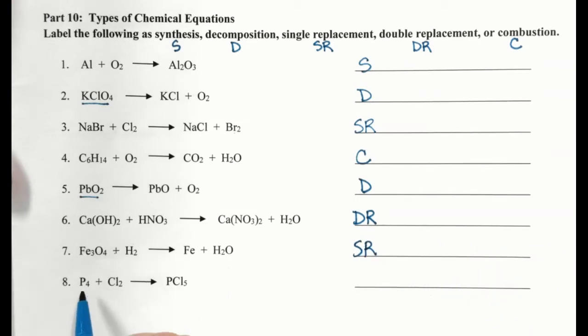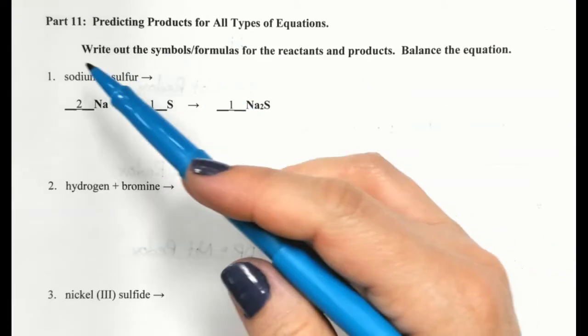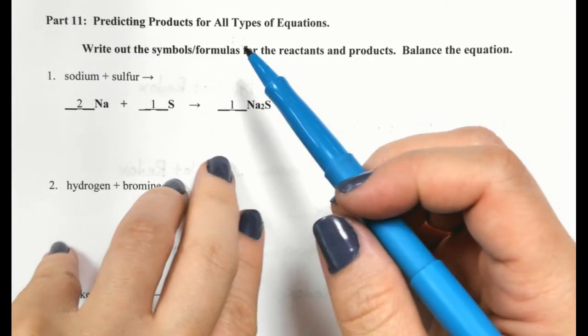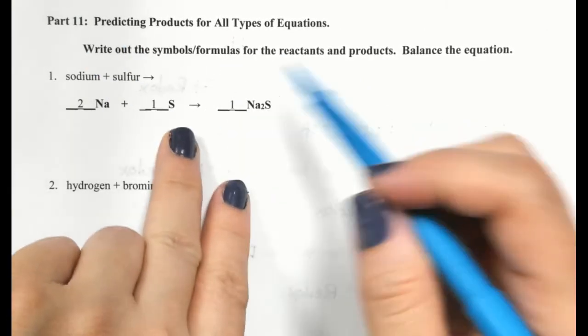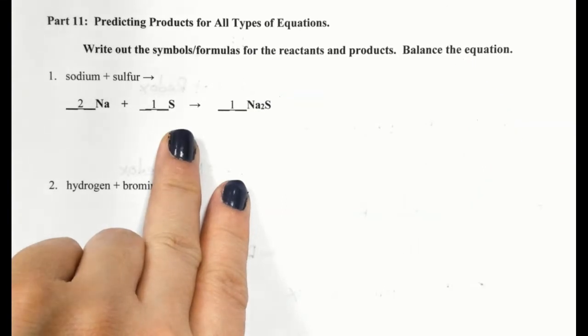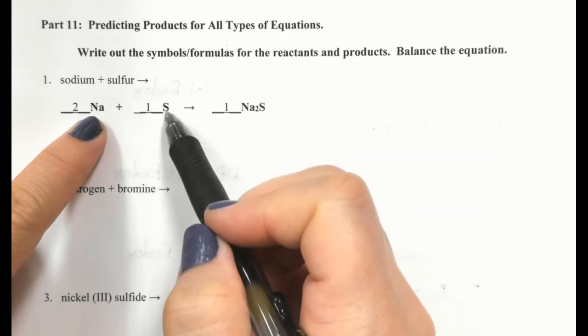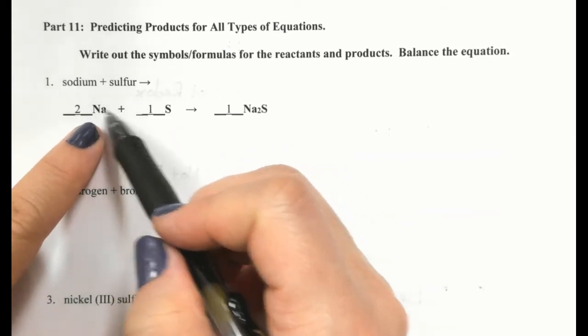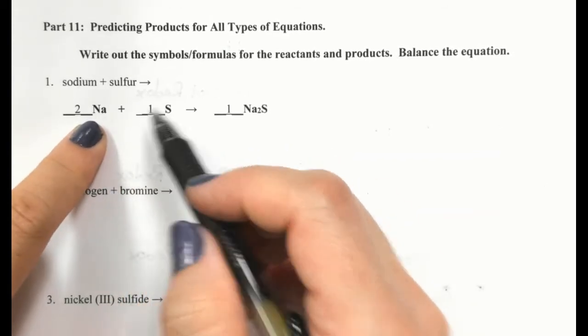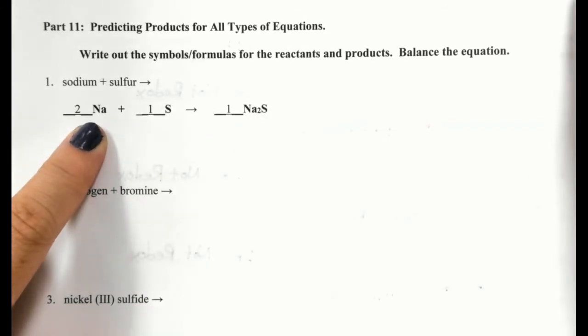And finally, we have two single elements, and they combine to form one compound, and this is going to be a synthesis reaction. Part 11, and we're going to work through these problems, predicting their products and then balancing the equation afterwards. So number one, they had sodium and sulfur, and because it's two single elements, the only thing they can do is combine with each other, and so this is a synthesis reaction.